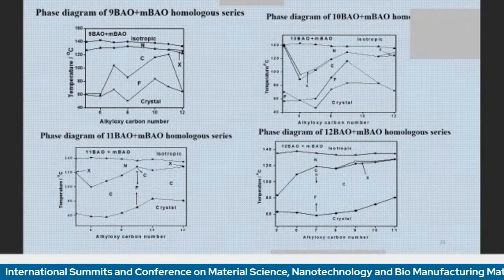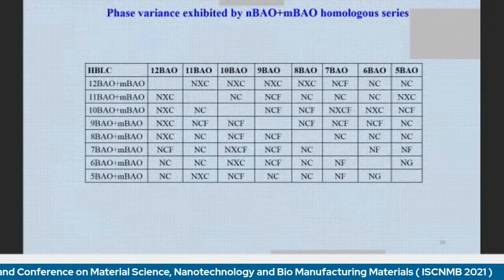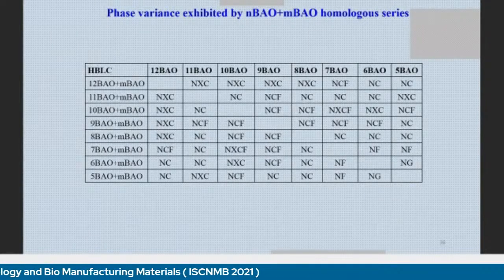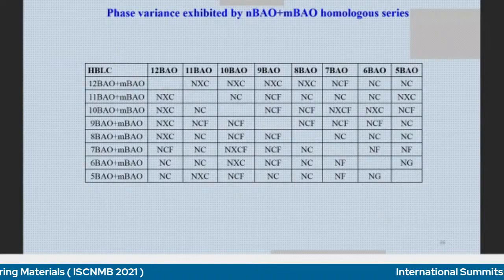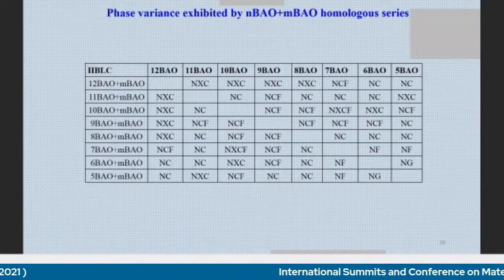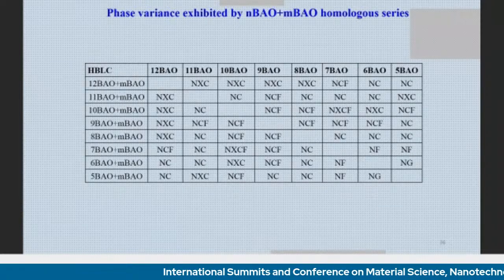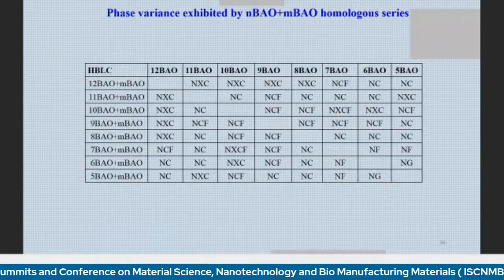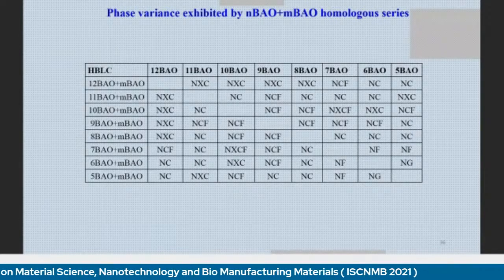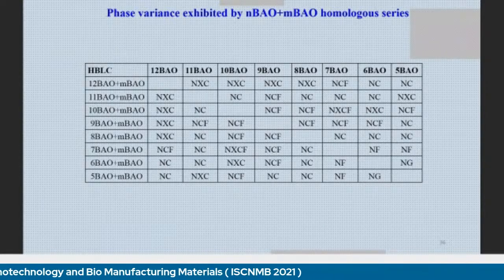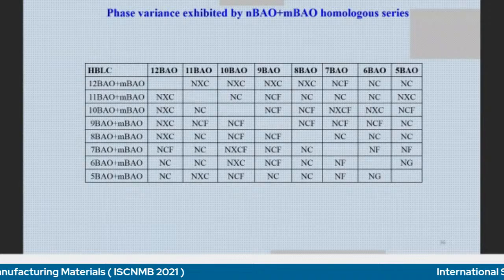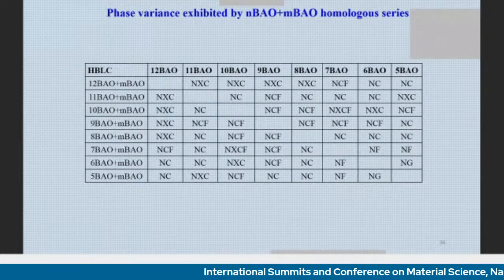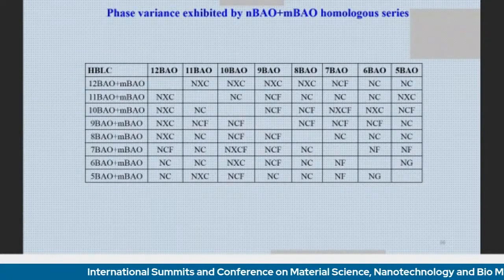And this is the schematic tabular representation of the complexes as well as the phases exhibited by the complexes between the homologous series. So you could see 5, 6, 7, 8, 9, 10, 11, 12, the benzoic acids and the other M benzoic acids, and the corresponding phases observed within those complexes. So in 12BA1 and MBO, we cannot get 12 MBO plus 12 MBO because it is the same ingredient. When you go for 12 plus 11, we get NXC. 12 plus 10, we could get NXC. Similarly 9, 8, 7, 6, 5. When you go on decreasing the carbon number, you could see that the phases have disappeared and we get only the conventional phases. Right?